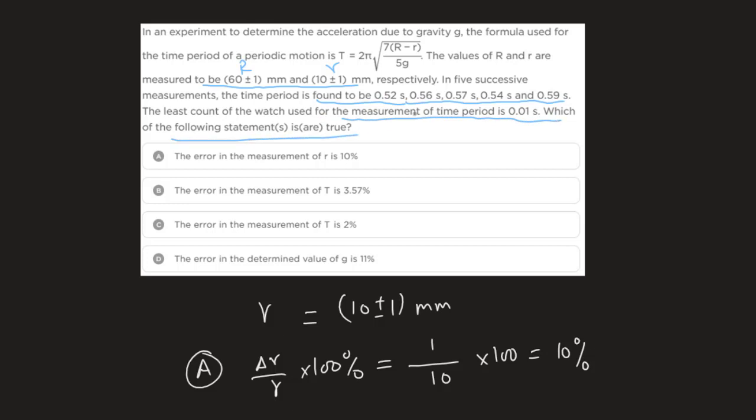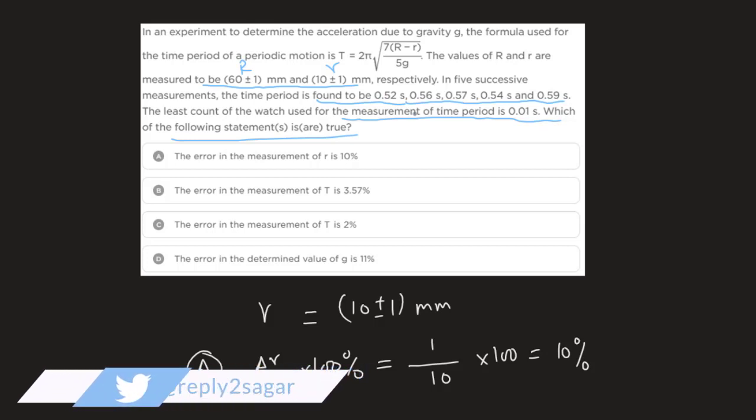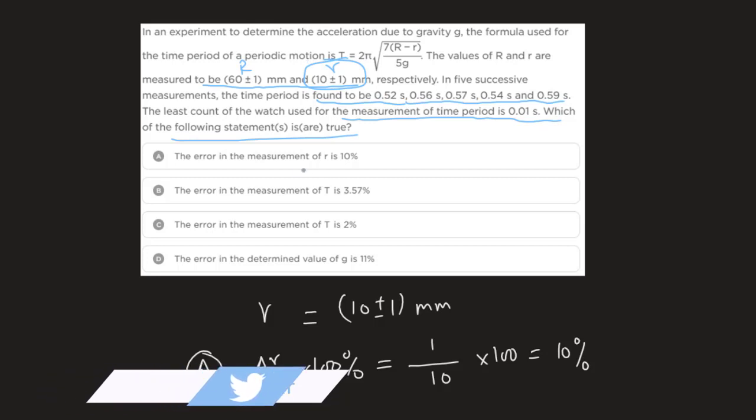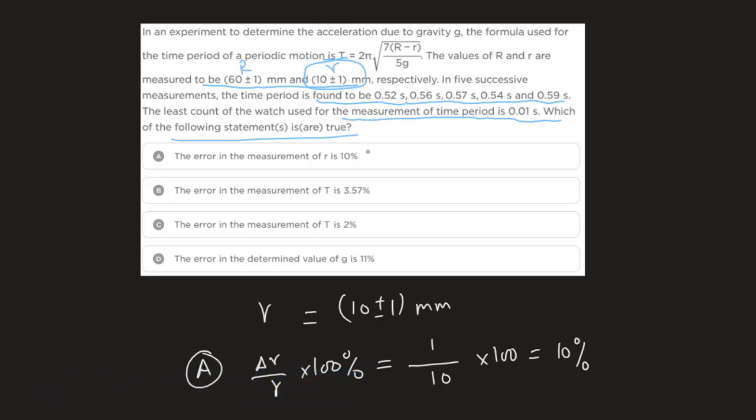So first statement is error in the measurement of small r is 10%. So small r is this value. To calculate the percentage error in the measurement of r, we have to use this formula delta r divided by r into 100%. So delta r is absolute error in the measurement of r, and that is given as 1 mm, and the value of r is given as 10 mm. Okay, that is the measured value. So we can calculate this percentage error as 1 divided by 10 into 100. That is 10%. So the first statement is correct. Let us look at the next one.